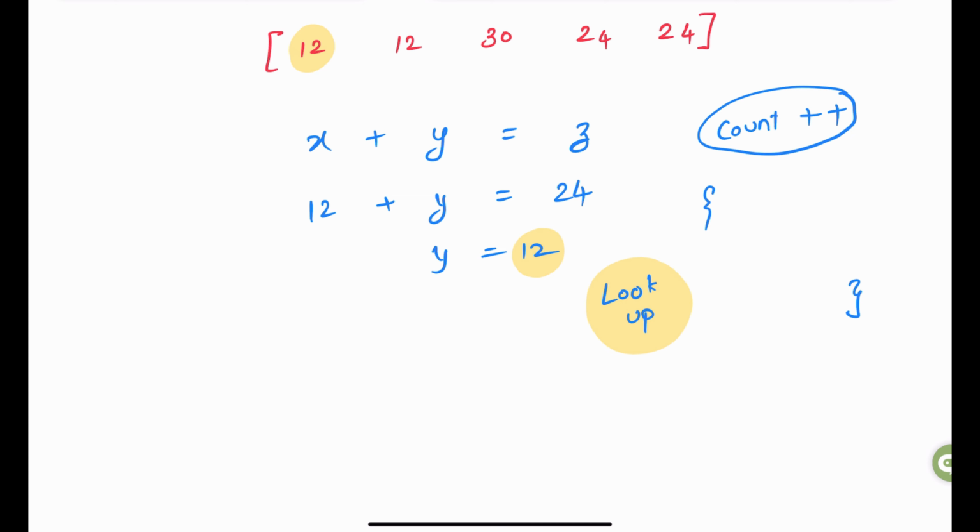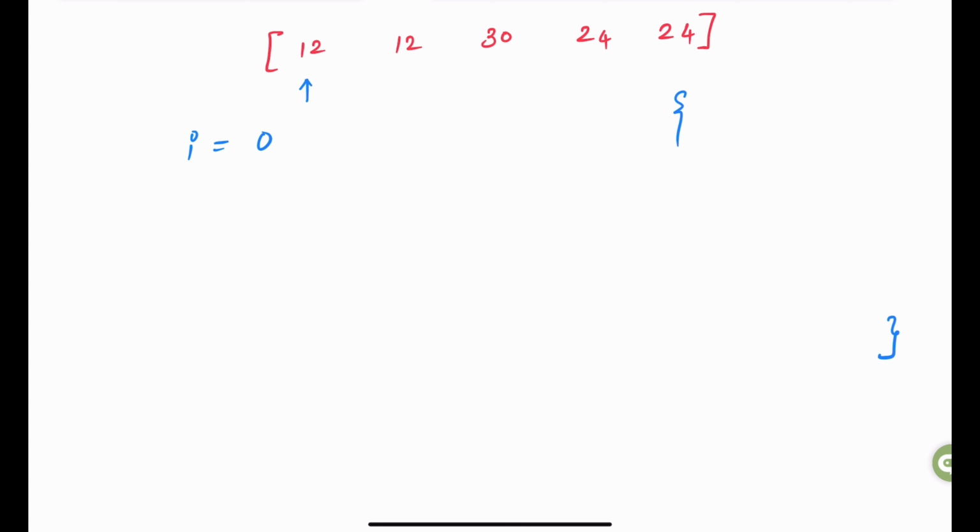Let's do a couple of runs to understand how this will work in action. Starting with i equal to 0, the number is 12. After applying the formula, I need another 12 to make it a complete day. Does it exist in the collection? No, it does not. So I will increment our pointer and save the current number in the collection.